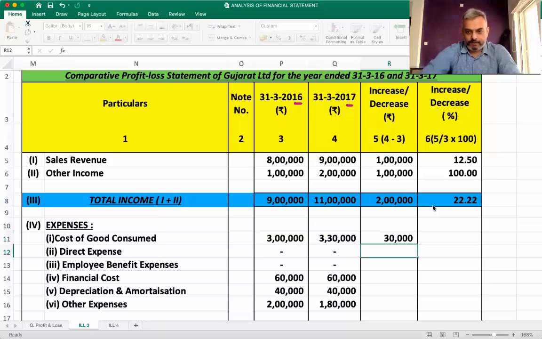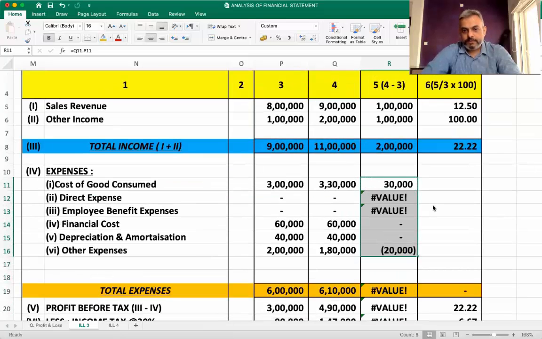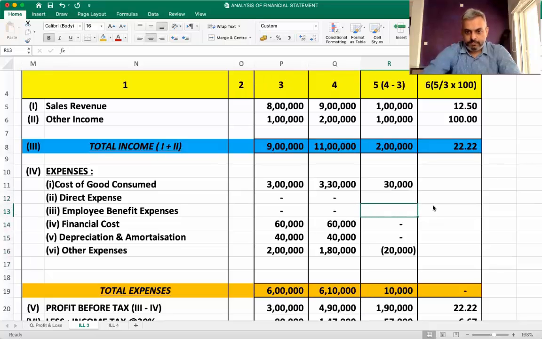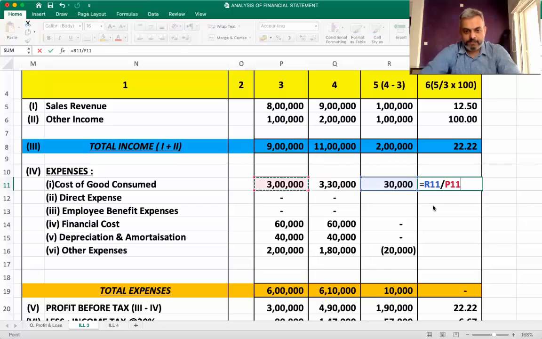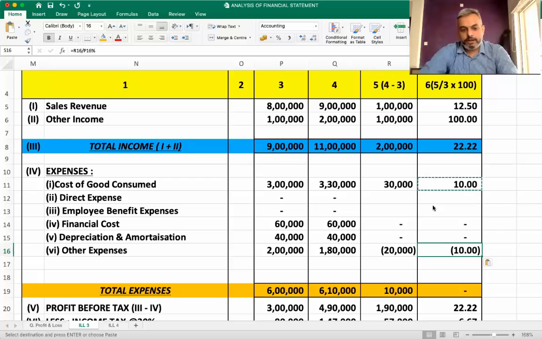Okay. Now coming to cost of goods consumed, again 3 lakh 30 minus 3 lakh. So we find all the differences first. Now we see the percentage. So 30,000 divided by 3 lakh. You can directly press the percentage sign. So here we get 10%. Okay. Then nothing, nothing. And over here in the bracket, you can see negative 10%. So let's see what impact we have over here.